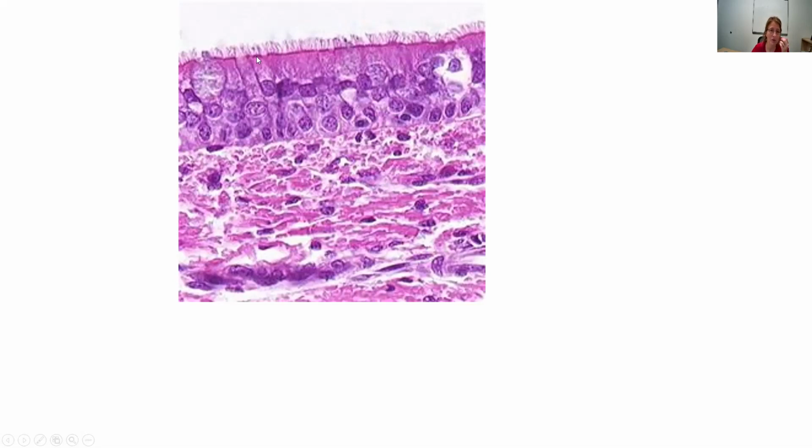I can see cells that reach all the way to the base. Most of these cells look like they're reaching all the way to the base. But the nuclei are all at different levels, so that gives me the pseudostratified. All right, this tissue underneath.